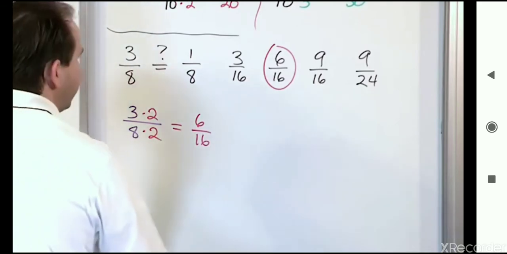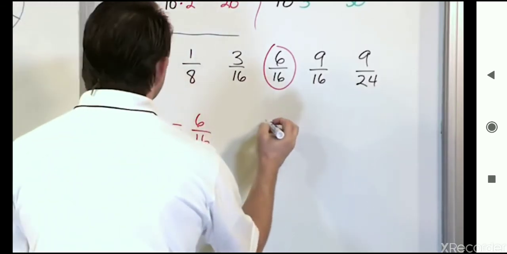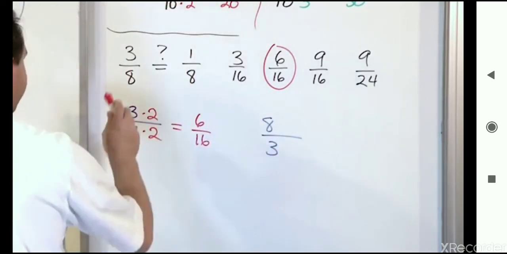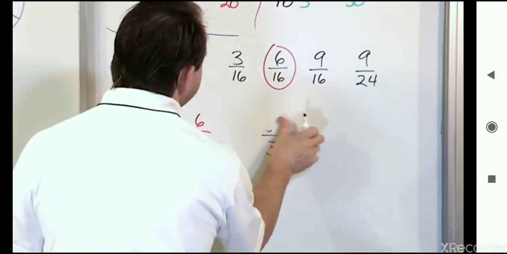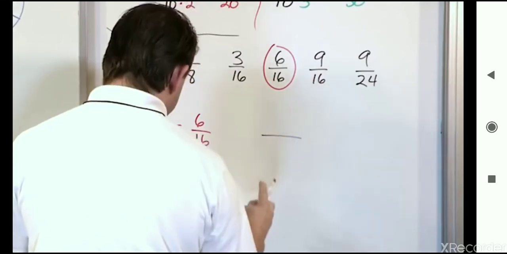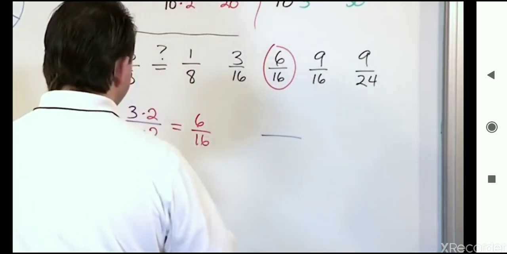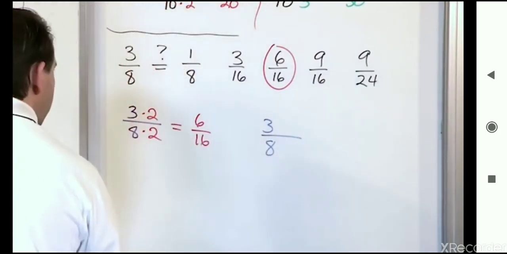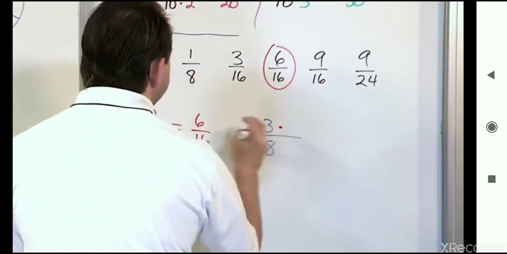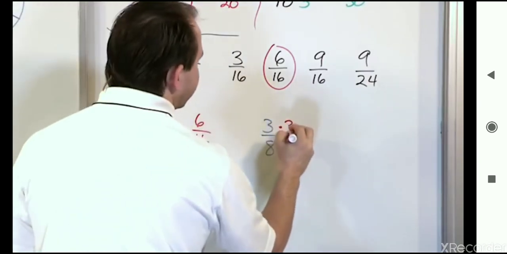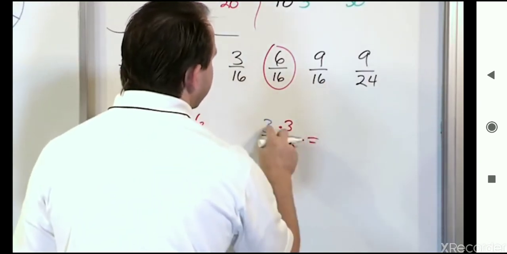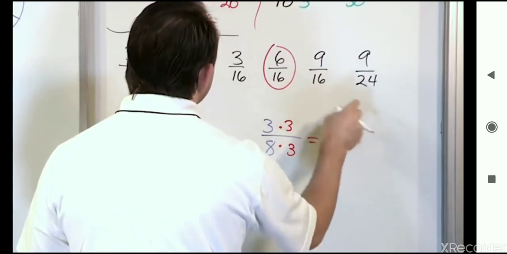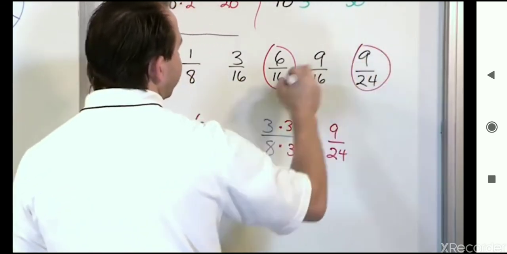Let's see if we have any other matches. We have 3/8, that's our original fraction that we started with. So let's mark it down as 3/8 is our original fraction here. And this time we multiplied by 2, so now let's multiply by 3, and let's see what we get. 3 times 3 is 9. 8 times 3 is 24. We look and see that we have 9/24.